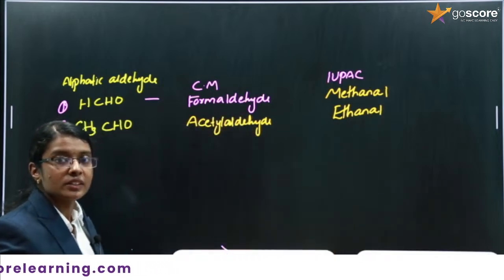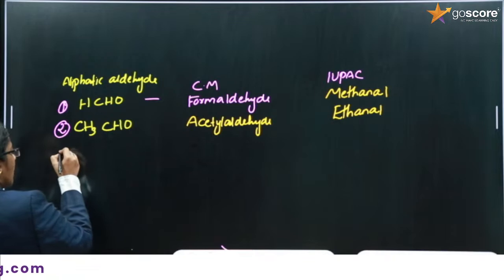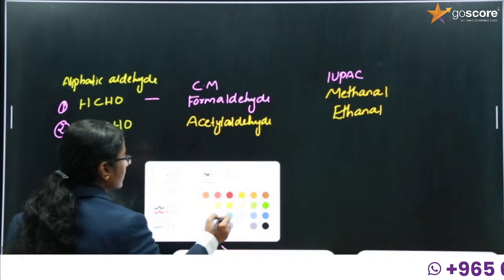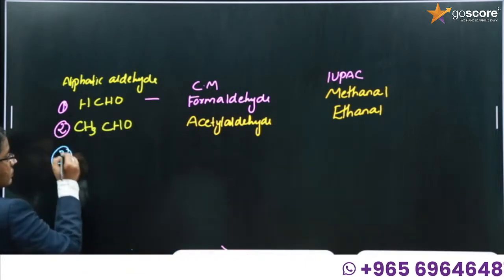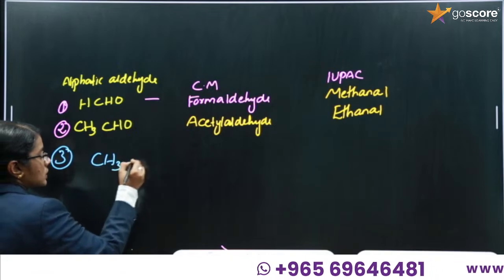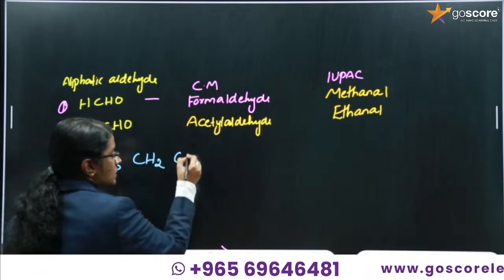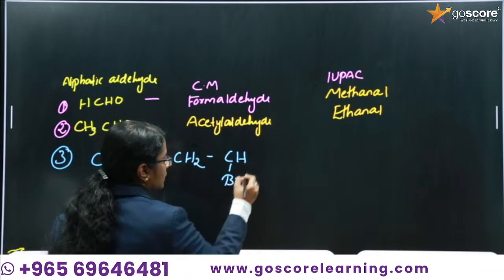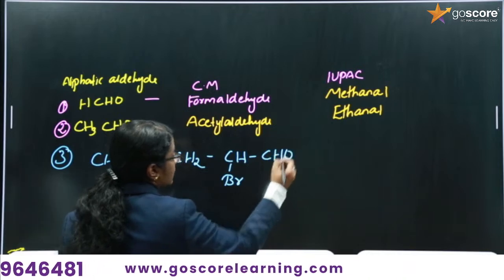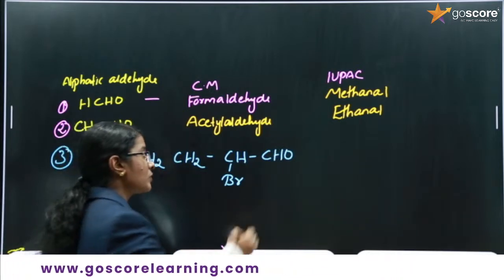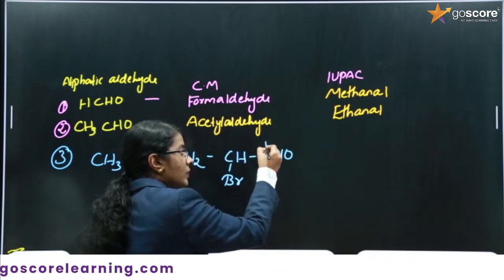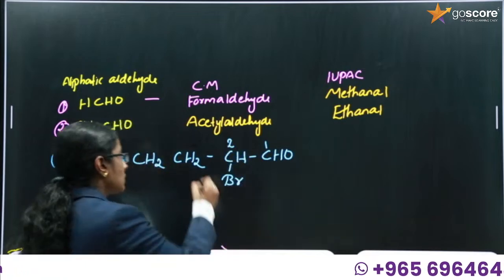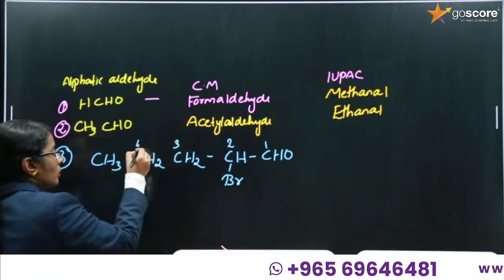Is that clear for you? So, another compound. The other compound is the third one: CH3, CH2, CH2, CH(Br), CHO. The numbering should start from the carbon atom of the aldehyde. So the number will be 1 for CHO, then 2, 3, 4, 5.